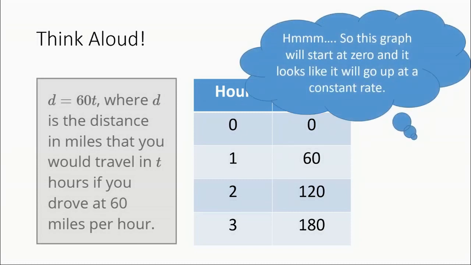Okay. So this graph will start at 0, and it looks like it will go up at a constant rate. The reason why we know it's going to go up at a constant rate is because you can see the whole numbers there, 60, 120, 180. It's going up at the same rate.